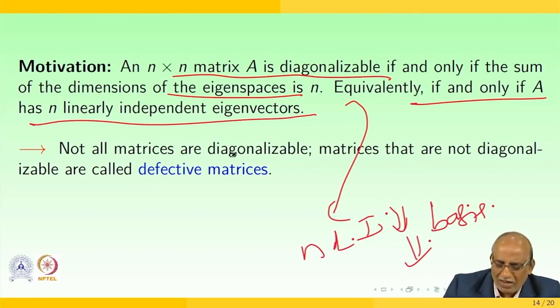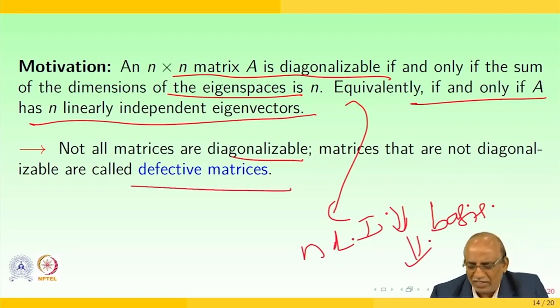So, not all matrices are diagonalizable. The matrices that are not diagonalizable are called defective matrices. As we see, not all matrices are diagonalizable, right? So, defective matrices are nothing but those where the geometric multiplicity is less than the algebraic multiplicity. Those are all defective matrices, whereas when the algebraic multiplicity is equal to the geometric multiplicity, those become the non-defective matrices. So, if the matrices are non-defective matrices, we are able to diagonalize them. Defective and non-defective matrix, very important.